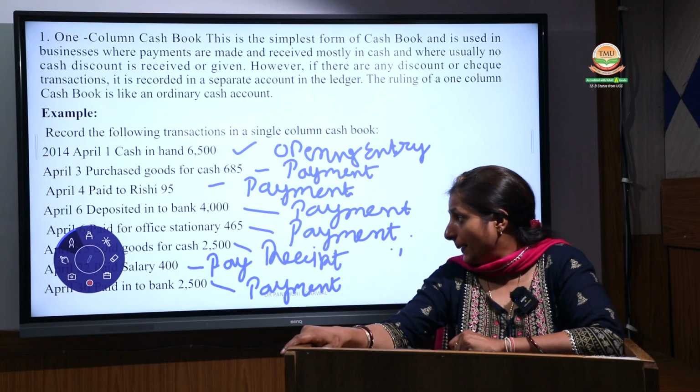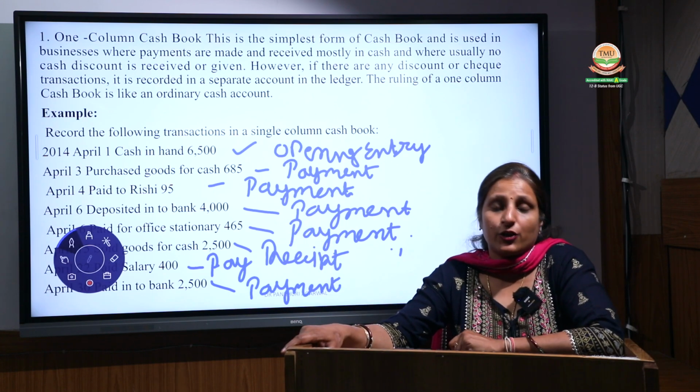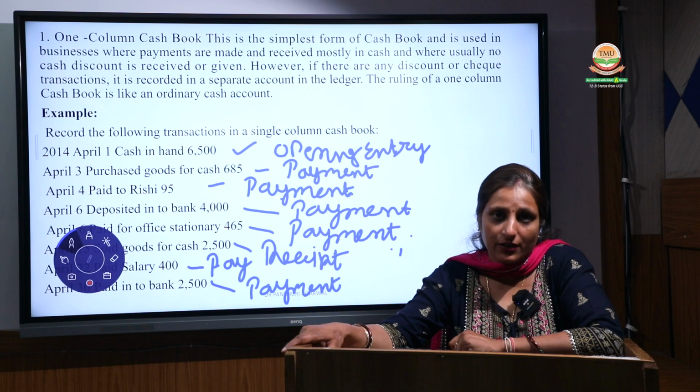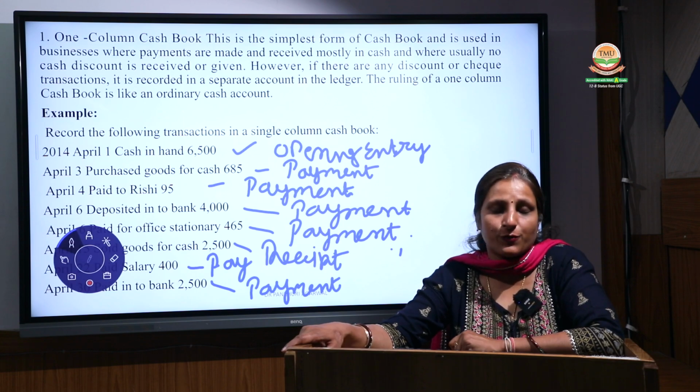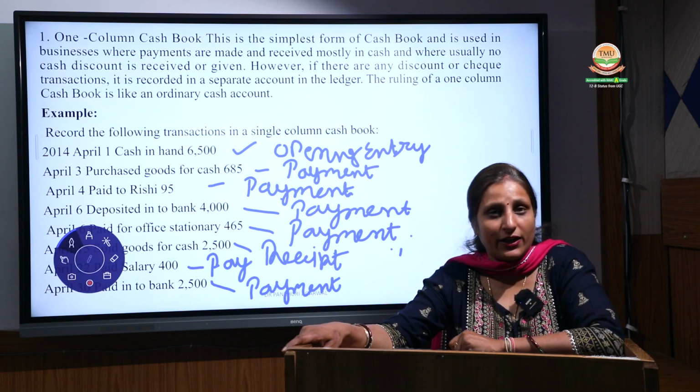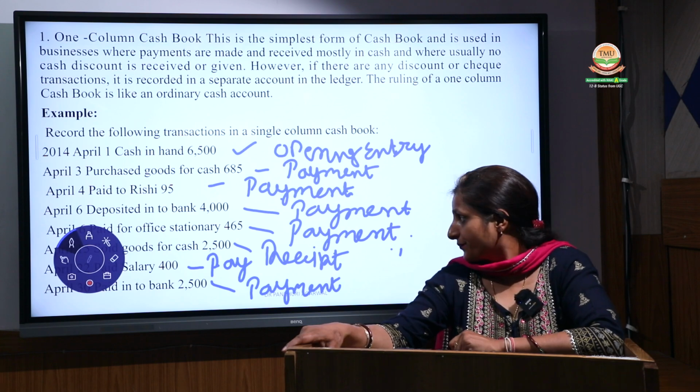Next, paid for office stationery. You are paying the amount for office stationery. Payment is going from your side. You have to pay the cash. So it is also an entry on the payment side.